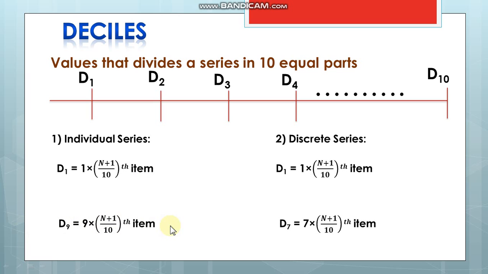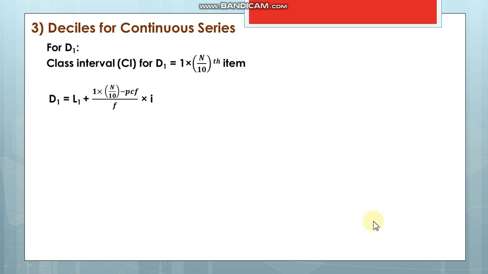Discrete series calculation is also same. D1 is 1 into n plus 1 by 10th item. Suppose I am calculating D7, so 7 into n plus 1 by 10th item. Similar is the case for continuous series.